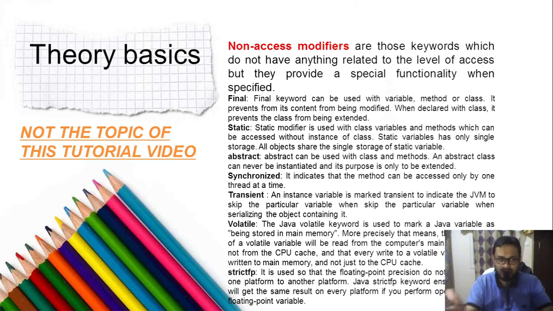This is not the topic of this tutorial video, but we have lots of non-access modifiers in Java. Like the keywords final, static, abstract, synchronized, which is used for threads actually, transient, volatile, and strictfp, used for floating-point functions. All these things are known as non-access modifiers. These have nothing to do with the level of access, but they provide a special functionality when specified. When we go to these topics, you'll learn in detail.